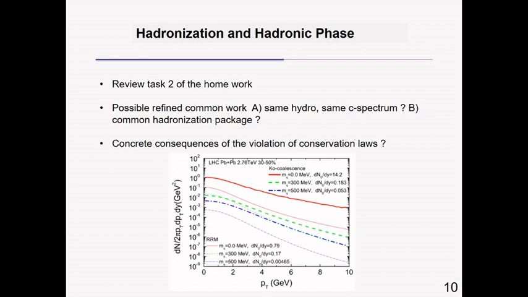But now what I say is that one thing we could do is that we use all the same hydro, same C quark spectrum at the end of the evolution. Of course, there is a question of the mass and those kinds of things. And then each of the models applies a specific hadronization scheme. Okay, and then we see what we get.